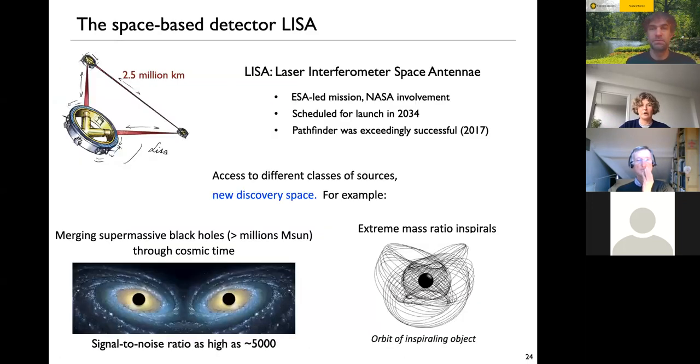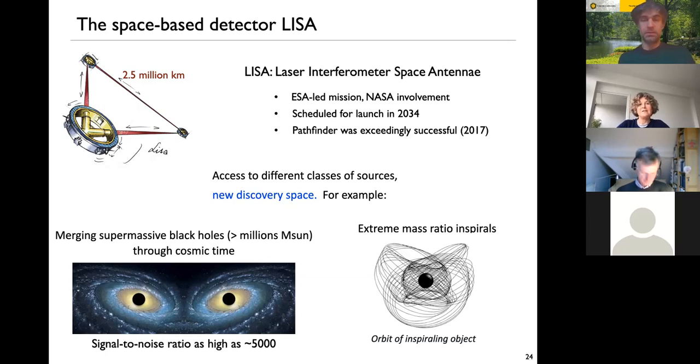And there's a concurrent plan to have a detector in space. That might sound a bit futuristic to you, but this is actually already quite well underway. It is an ESA-led mission. NASA is also involved, and it's scheduled for launch in 2034. It consists of 3 satellites separated by more than 1 million kilometers, and already had a Pathfinder mission, which was one of the satellites. And that was exceedingly successful, greatly exceeded any expectations.